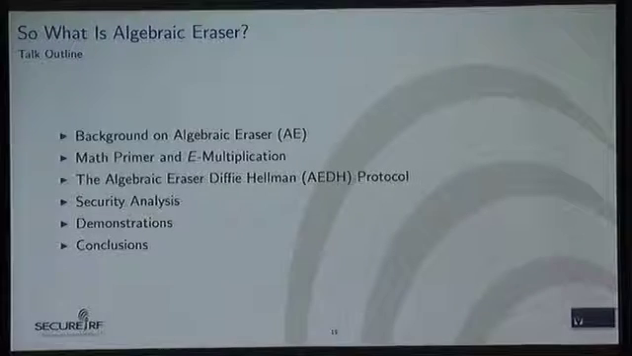Well, this is what I'm going to be talking about for the next 45 minutes or so. I'll give you a little bit of background on it, talk about math, and the math primer, giving you a little background of the math behind the algorithm. I'm going to talk about one construction that we've got, which is a Diffie-Hellman construction, and a security analysis of that Diffie-Hellman construction. And I've got a couple demonstrations that I'd like to give to you up here, which I've got set up, and then we'll talk about some conclusions at the end.